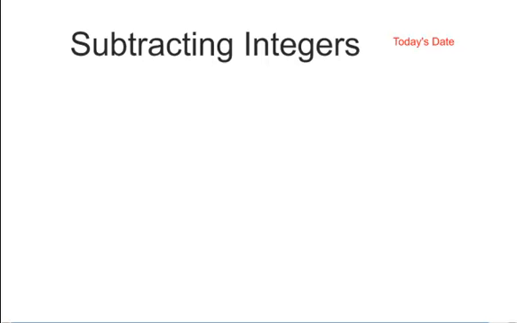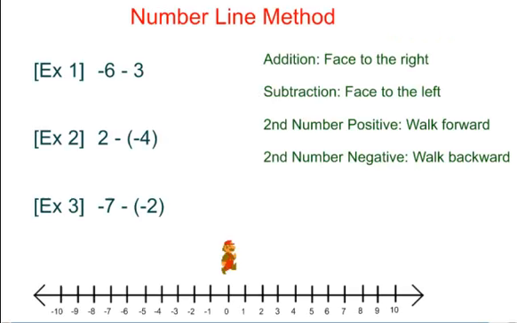So write subtracting integers on the top of your paper with today's date in the top right corner. Okay. We're going to start with the number line method. Now this is a little odd. It might be tough to do this on your own without a number line in front of you and maybe a little figurine. So I'm going to show you here on the screen.